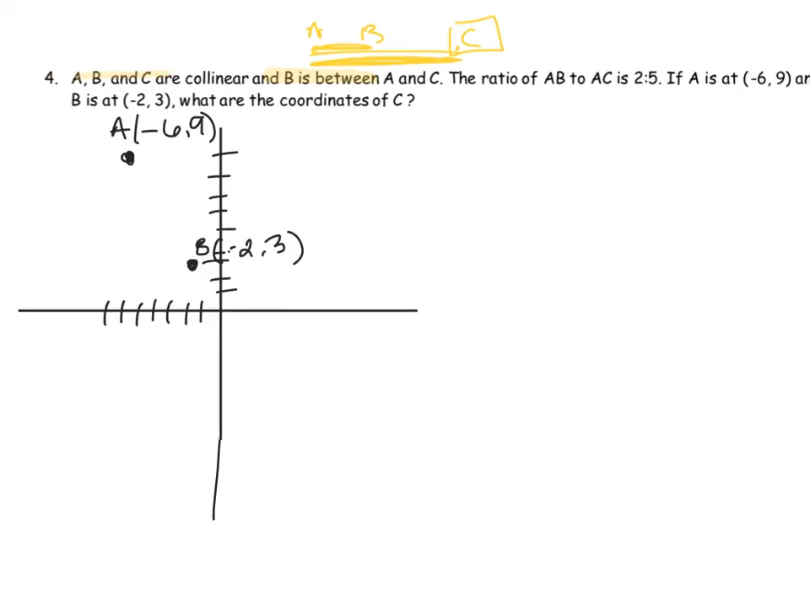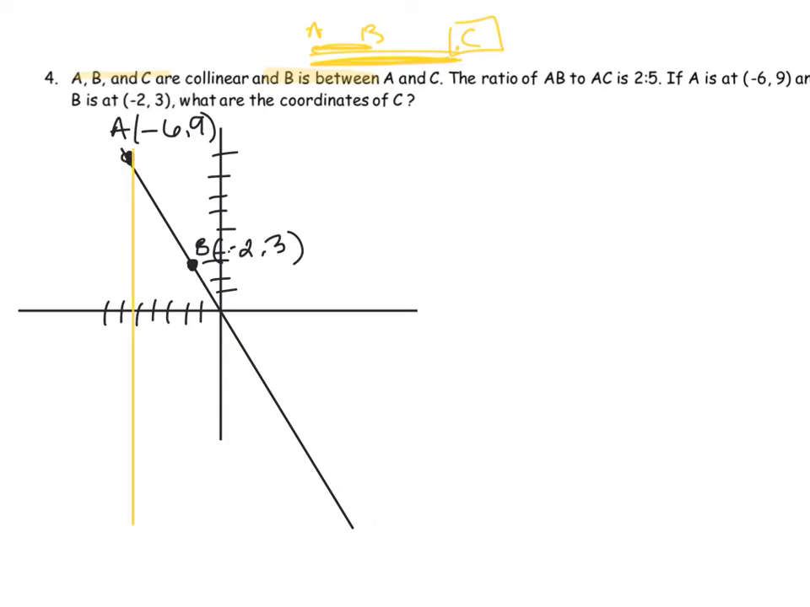Okay, so I plotted A and B. I know that C is on the other side of B and it's collinear. So I'm going to make a line just so that I can make sure that I know that C is somewhere down here. Okay, so now I just need to figure out exactly where it is. Well, I'm going to continue thinking about vertical and horizontal. So my vertical is here.